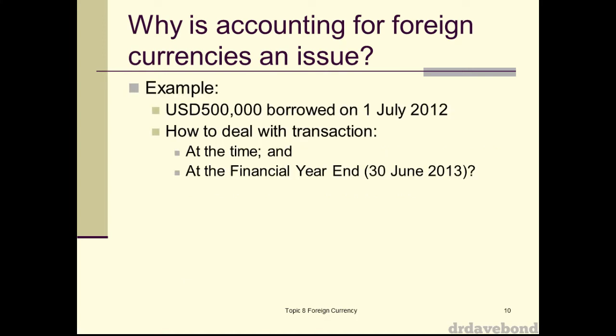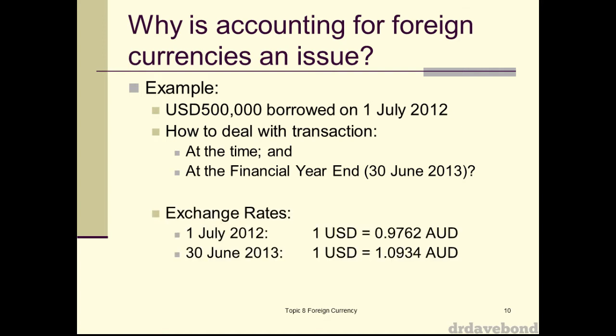So imagine we borrowed that $500,000 US on the 1st of July. How do we deal with it at the time, and how do we deal with the financial year end? Now what these rates are, these are the spot rates at that point in time. So this is the rate that you could actually get at the 1st of July 2012, and this is the rate when you get to 30th of June 2013. This isn't, and we had a question about it in the earlier lecture, the future rate on the 30th of June when you're back here. So this is the rate that you would actually get when you get to this point in time. So imagine those are what the rates are.